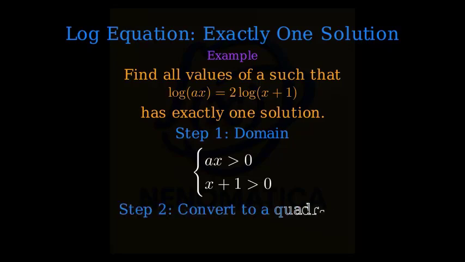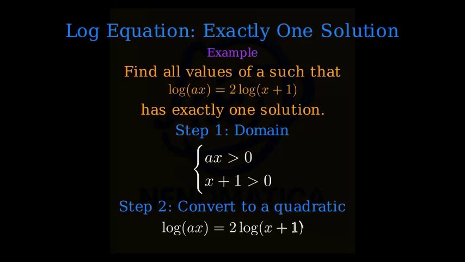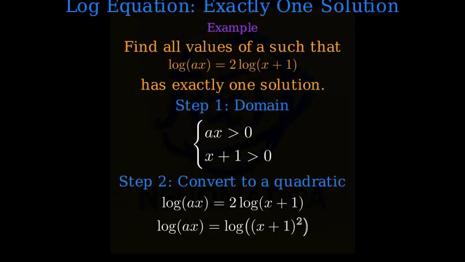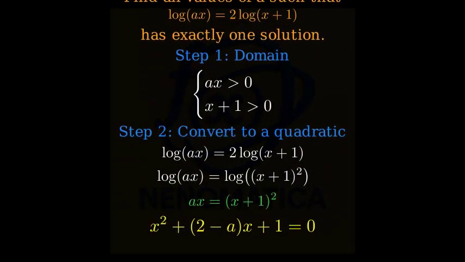Next, use log rules. 2 times log of (x plus 1) equals log of (x plus 1) squared. Since log a equals log b implies a equals b in a common base, we get ax equals (x plus 1) squared. Expanding, that gives x squared plus (2 minus a) times x plus 1 equals 0.